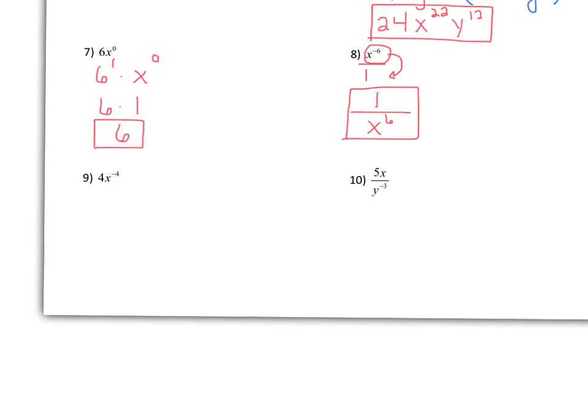Number 9, be careful with as well. As I was checking your homework last night, we were struggling with this one. It's not 1 over 4x to the 4th. It starts out as 4 to the 1st times x to the negative 4th, which tells me the only part that needs to go to the denominator is the x to the negative 4th, leaving us with 4 over x to the 4th.